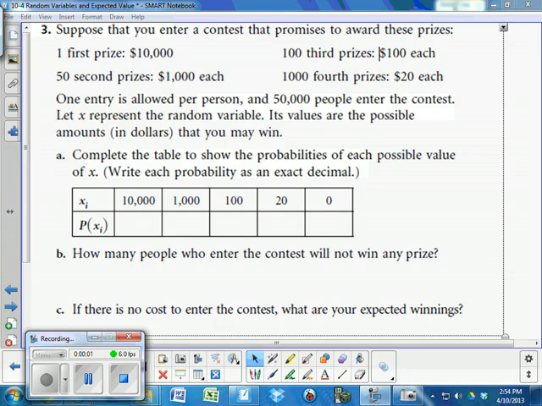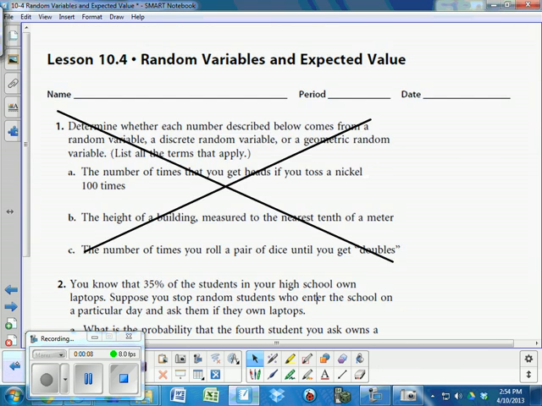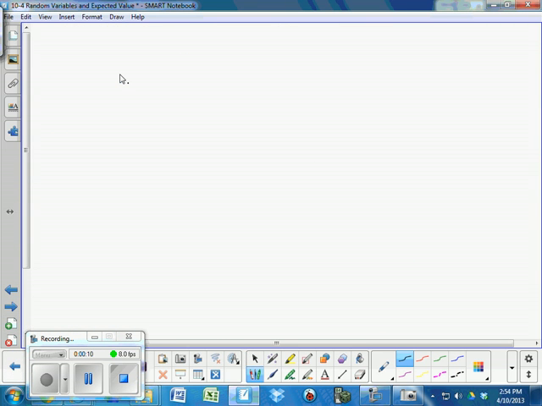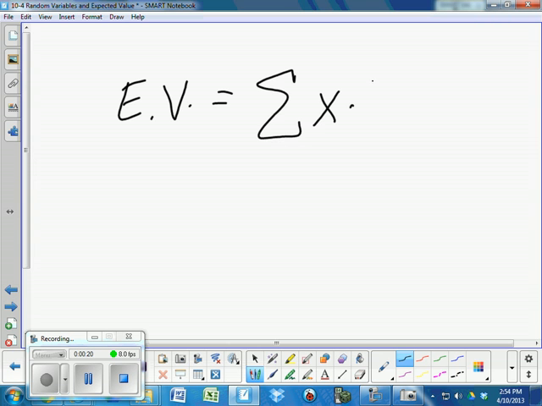We are now recording. We're talking about expected value, where we have a formula for expected value, and it goes a little something like this. The formula for expected value, let's call it EV, expected value, or average value, is the sum of x times p of x.